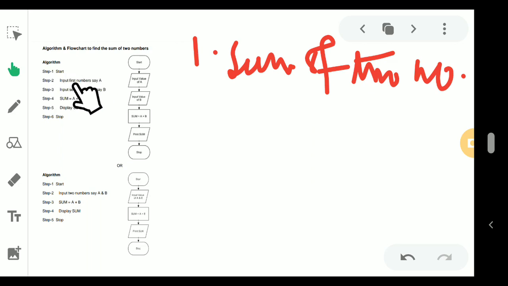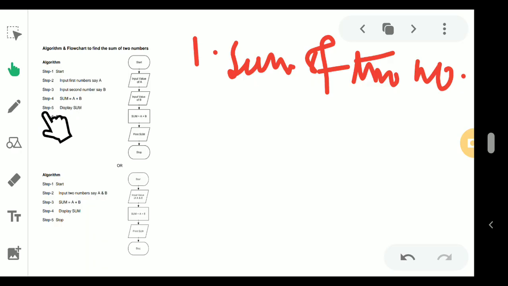Step 2: input the first number, say a. I am declaring a variable a, and in this variable a I am taking the first number's value. In the next step, I am declaring another variable b, and in b I am taking another number's value. Then in step 4, we have the values in a and b, so we need to add them. I am adding the a and b values, and I am storing the result in a variable sum.